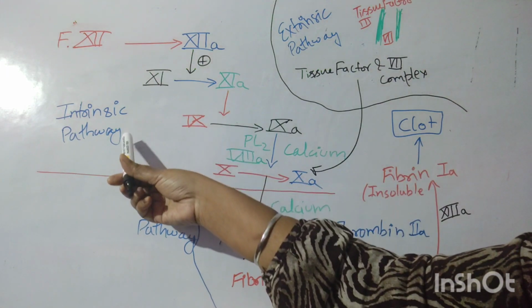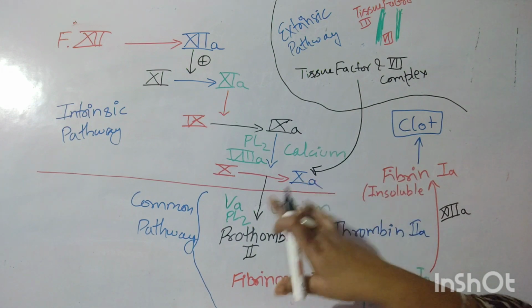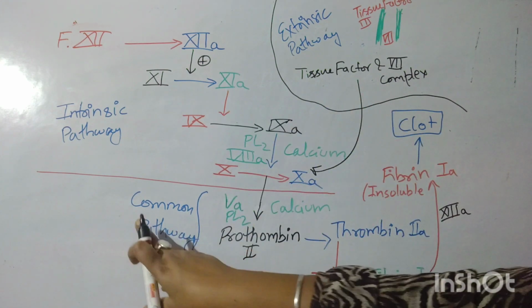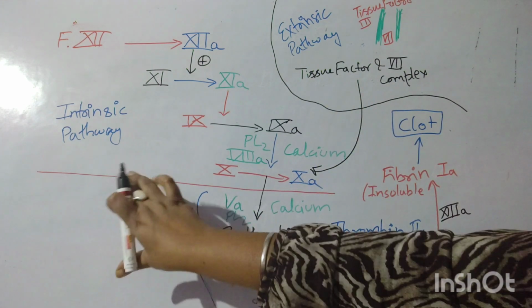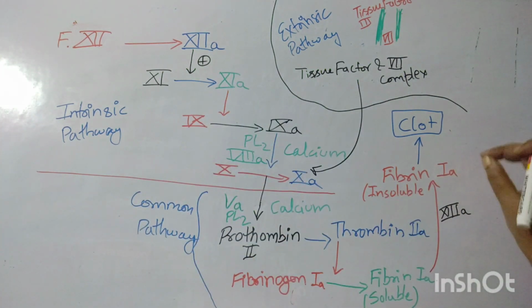So here we have seen intrinsic pathway plus extrinsic pathway. They will combine here to form the rest of the clotting, and this is called common pathway, and thus clotting will be produced.